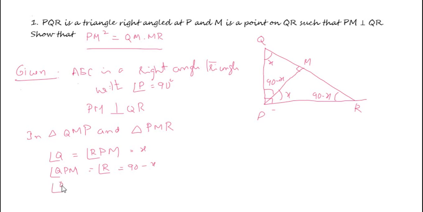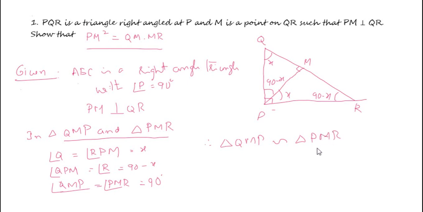Angle QMP, that is equal to angle PMR, that is equal to 90 degree. In these two triangles, corresponding angles are equal. Therefore, triangle QMP is similar to triangle PMR.